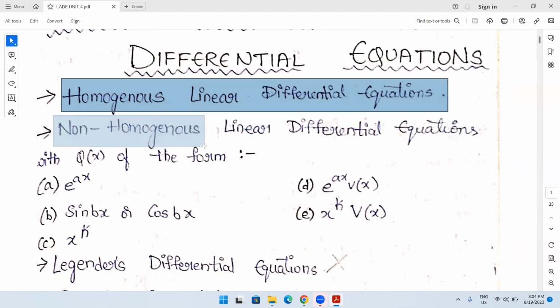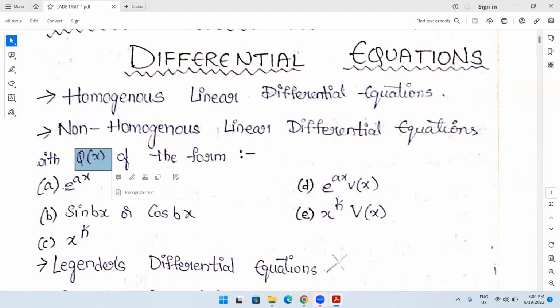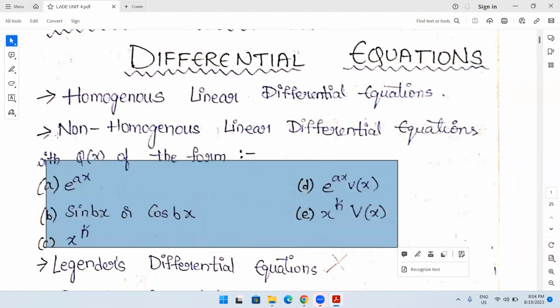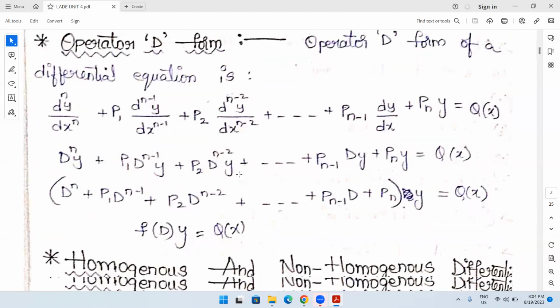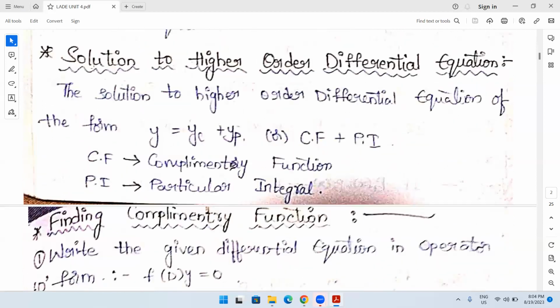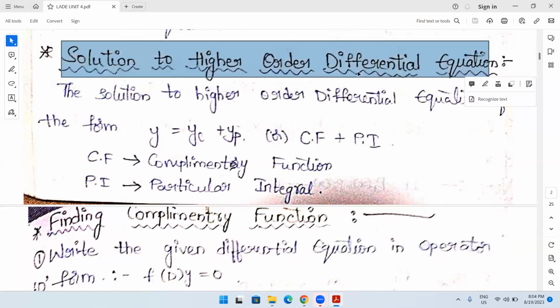Later, in the second topic, we shall see non-homogeneous, where q of x, the right hand side, is of 5 forms. Only 5 forms. We have shortcuts. Okay. Shortcut forms. These are all just shortcut forms. Let us learn all these things. So let us move to the first topic, homogeneous, how to solve higher order differential equations, homogeneous form. So first of all, let us see the general form.